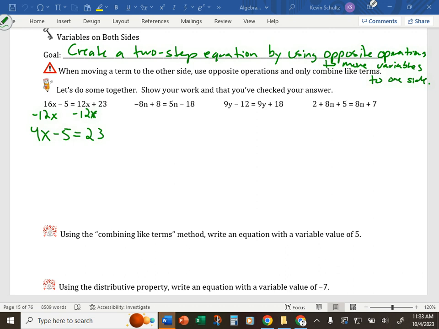Now, why aren't I dividing by 12 here? Typically, when we have a coefficient on a variable we would divide by 12, right? Why am I subtracting those 12 x's? Why not use division here? Why subtract? Because it's not like 8n divided by 8.